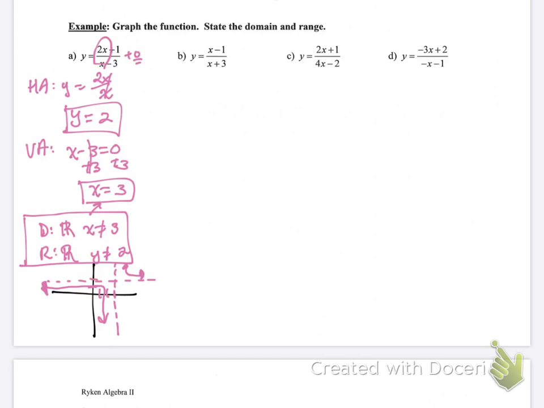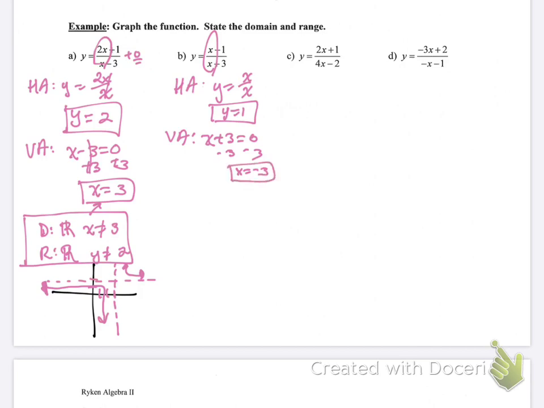All right, so let's look at the next one. Again, look at the form. It doesn't have that 1 fraction plus k there, so this is going to be the one where you divide these. So horizontal asymptote, y equals x divided by x, which is 1. Vertical asymptote, in your denominator you had x plus 3. Set that equal to 0. Solve for x. Vertical asymptote at x equals negative 3.